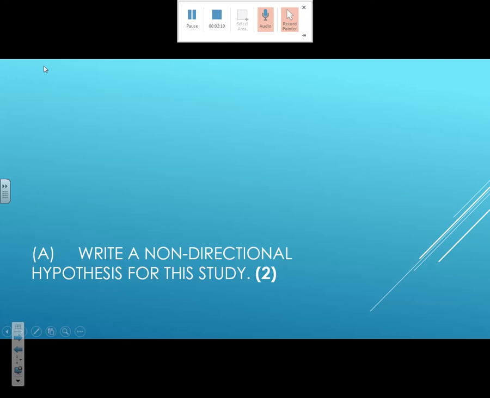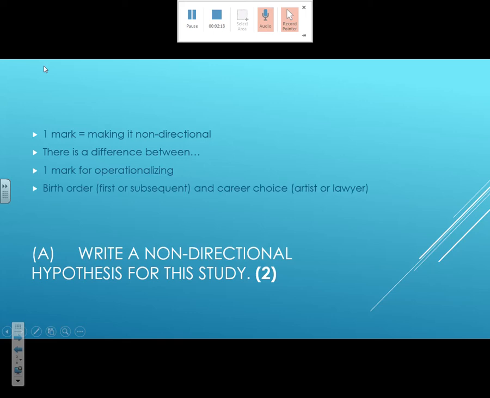Next one, write a non-directional hypothesis. This is question 2. You get 1 mark for making it non-directional, so saying there is a difference between, and 1 mark for operationalising. So there's a difference between birth order, open brackets, because you must mention both conditions to get the IV to get the marks, first or subsequent, so whether you're first in the birth order or if you're after the first, and then career choice, artist or lawyer, and that is how we're measuring career choice.